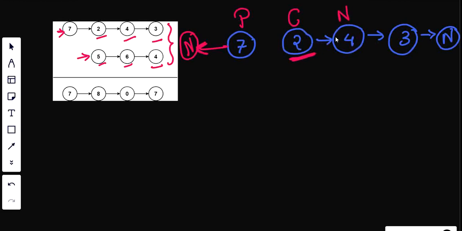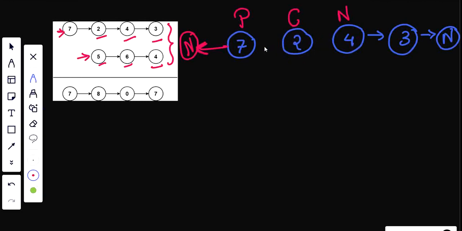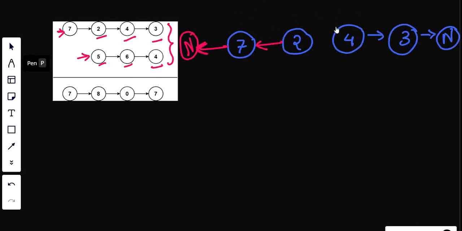Now again do the same thing. Once I put these pointers in place, remove this current dot next pointer and direct it towards the previous node. So I did that again. I removed this and now it's pointing towards the previous node. Now again do the same thing. Again move the pointers by 1, and now our current node will be this one, our previous node will be this one, and our next node will be this one.